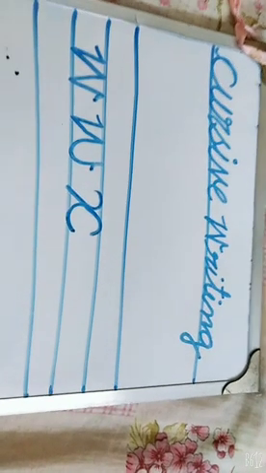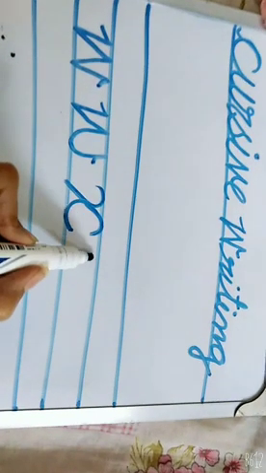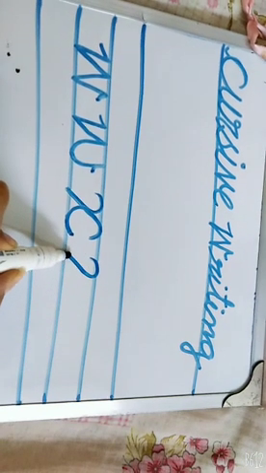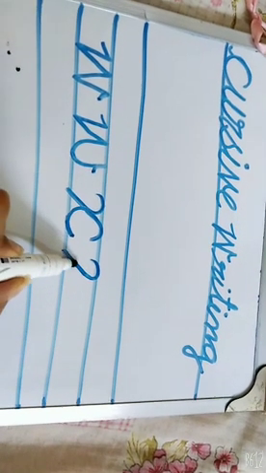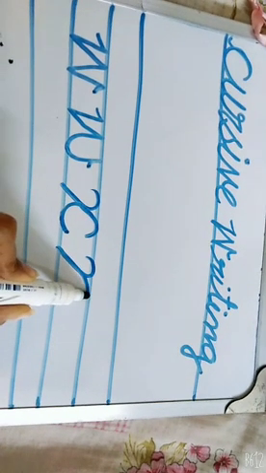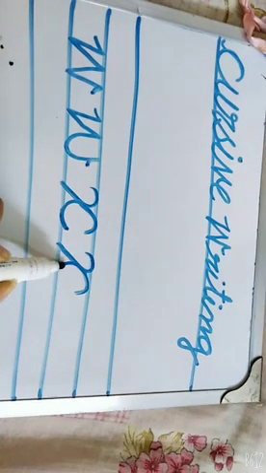Once again I am going to write. Put your marker on second line. Make curve here. Now move your marker downward on third line. Now move your marker upward. Make curve here, downward. Now move your marker backward.